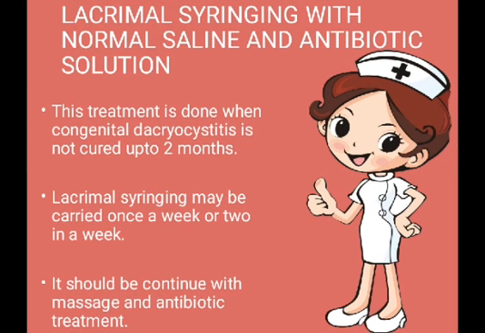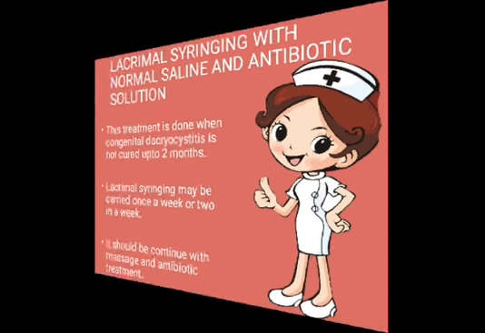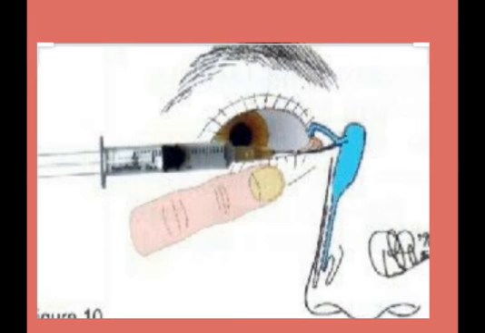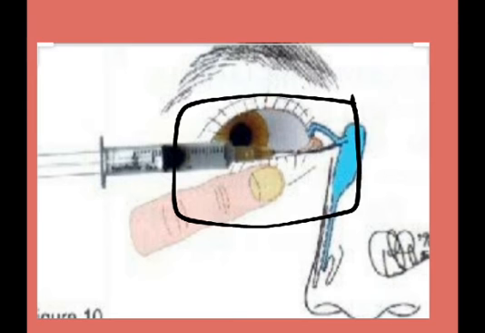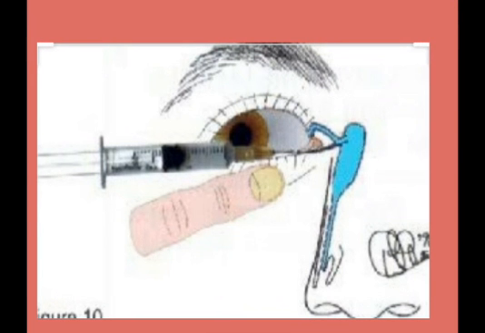Lacrimal syringing may be carried out once a week or twice a week. It should be continued with the massage and antibiotic treatment. We should regularly massage the patient's lacrimal sac 3 to 4 times a day, as well as instill the drops prescribed to us into the patient's eye. This procedure is performed by giving the patient an anesthesia dose, or sometimes drops are instilled in the eye so that the patient does not feel any pain.